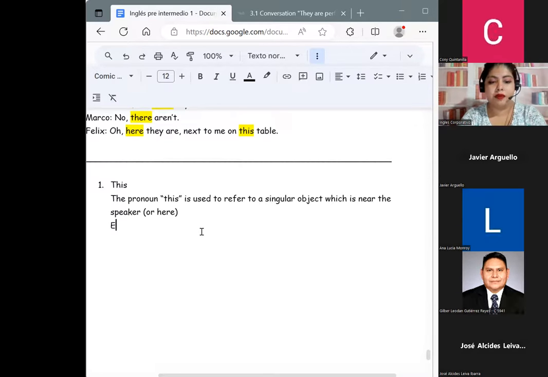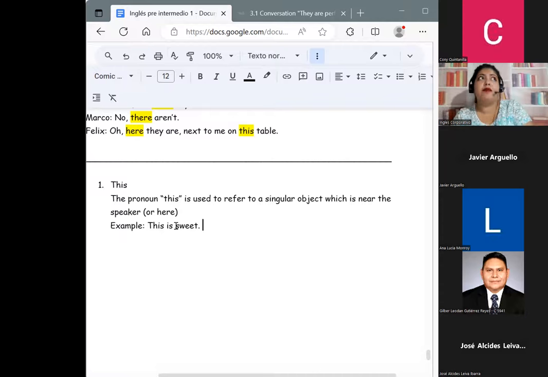So we're going to see an example. Okay, we have the following example and it says, this is sweet. In this case, we are not specifying what this thing is because we are using the demonstrative pronoun and we are talking about something that is sweet. So in this case, we can talk about different fruits or something that we are eating. Aquí estamos hablando de algo que es dulce. Esto es dulce.